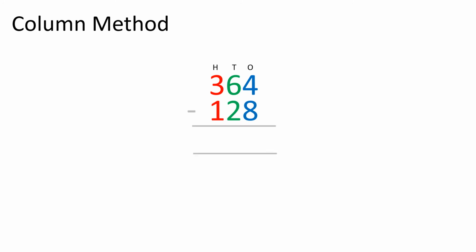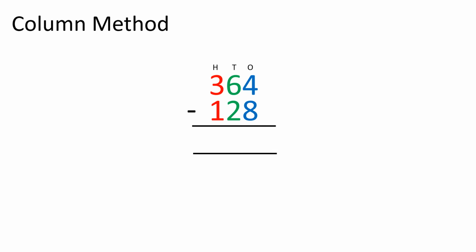We set up column subtraction like column addition, neatly in columns of hundreds, tens and ones. Use the squares in your book to help you do this. We then put our two numbers underneath our column headings, one on top of the other. Then we put in our subtraction symbol and our equals lines. When we are doing column subtraction, we always start with the ones.